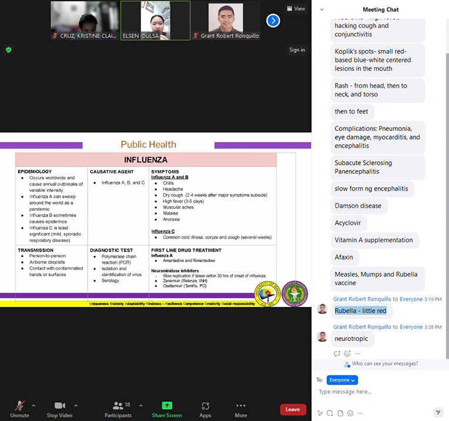Next, for the treatment. For influenza A lang yung pinrovide. So, ang meron doon is amantadine and rimantadine, which are antiviral drugs. Meron pang pinrovide na classified as neuraminidase inhibitors, which slows down the replication if they are taken within 30 minutes of onset ng influenza. So, ito mga neuraminidase inhibitors na to, yung zanamivir with the brand name Relenza, it is taken inhalationally, tapos oseltamivir with the brand name Tamiflu, taken orally. Yan lang po.